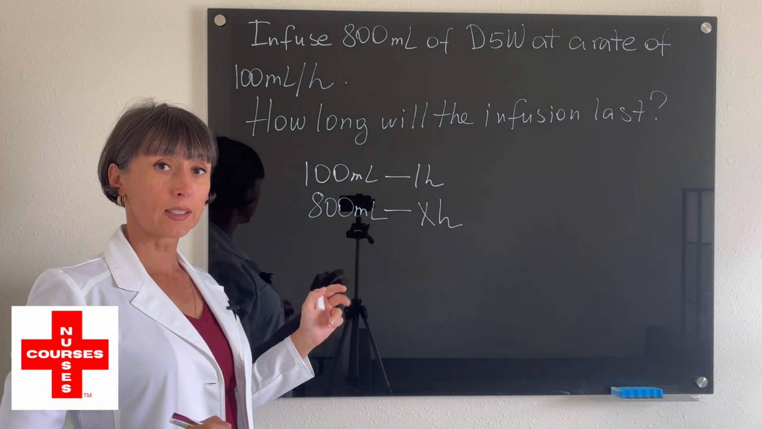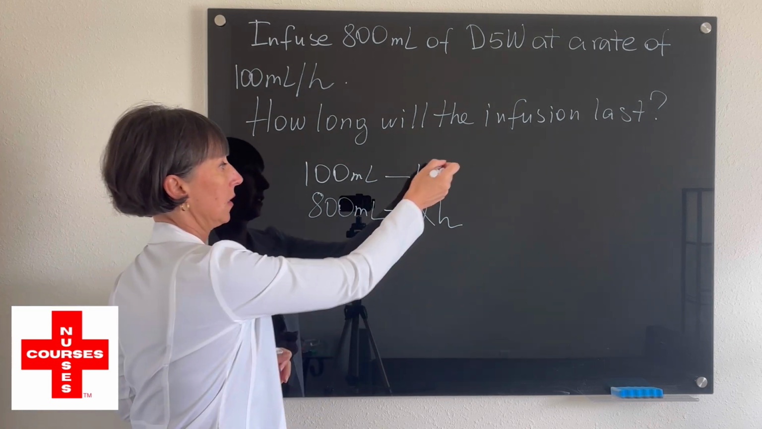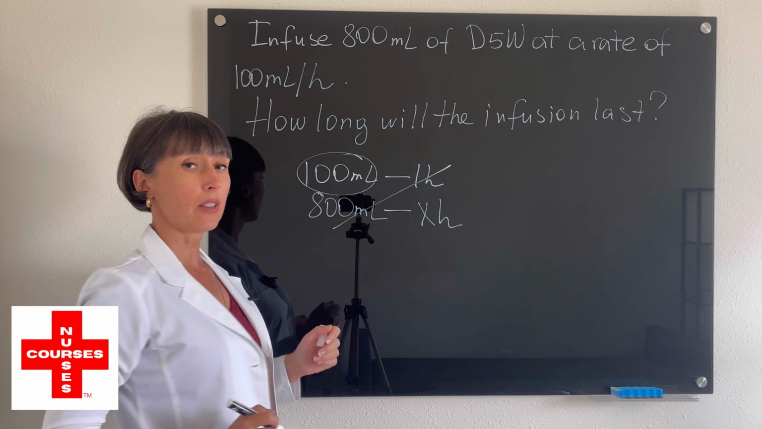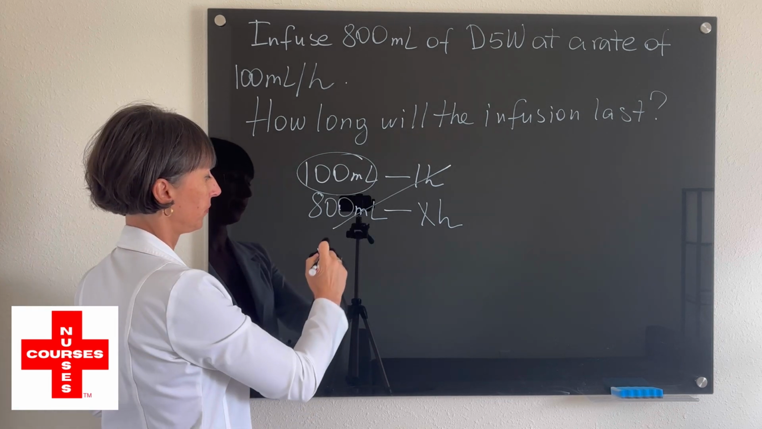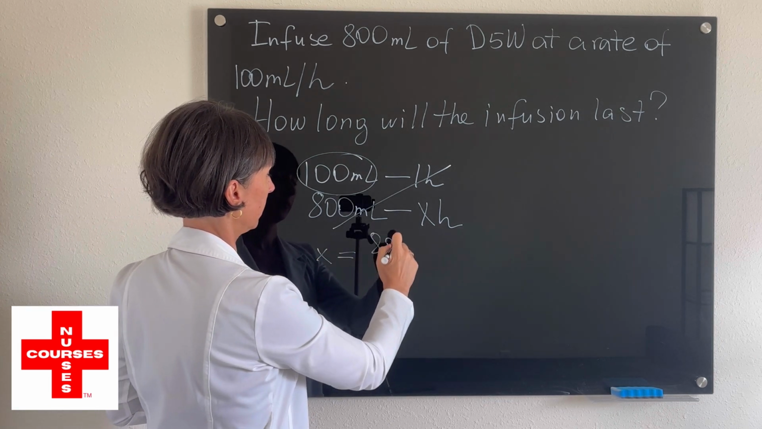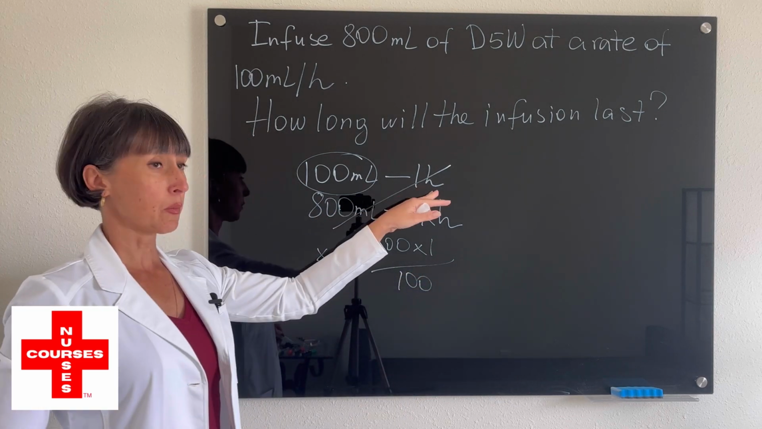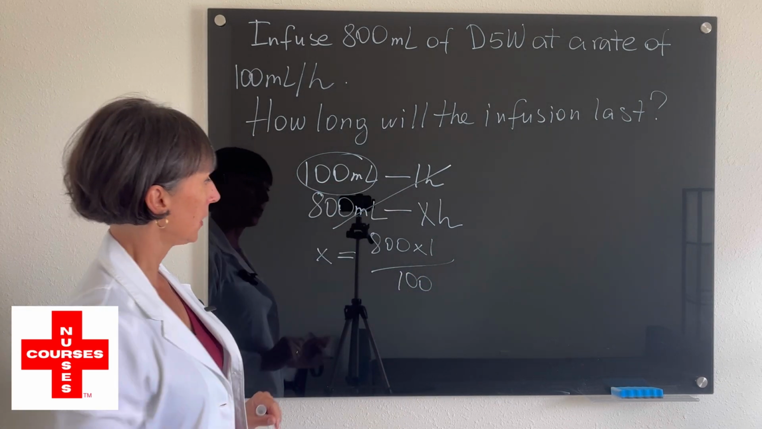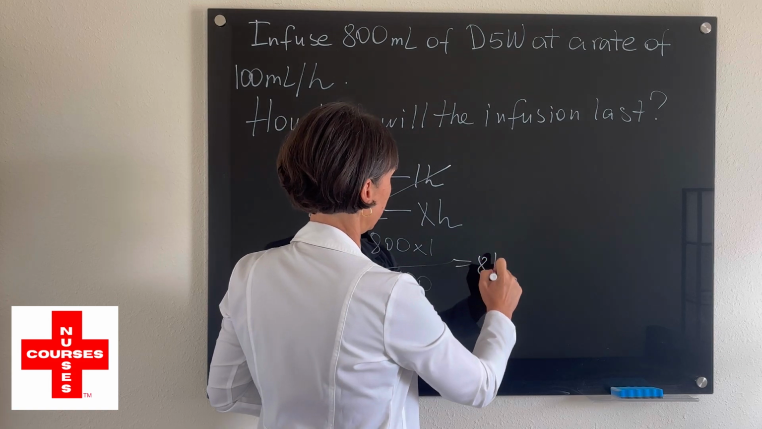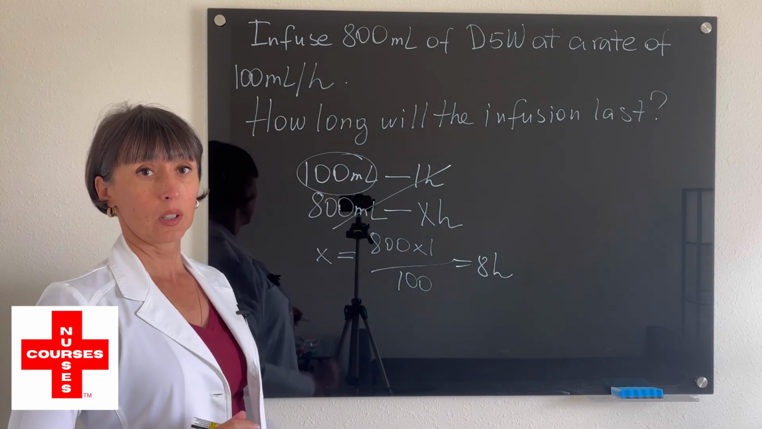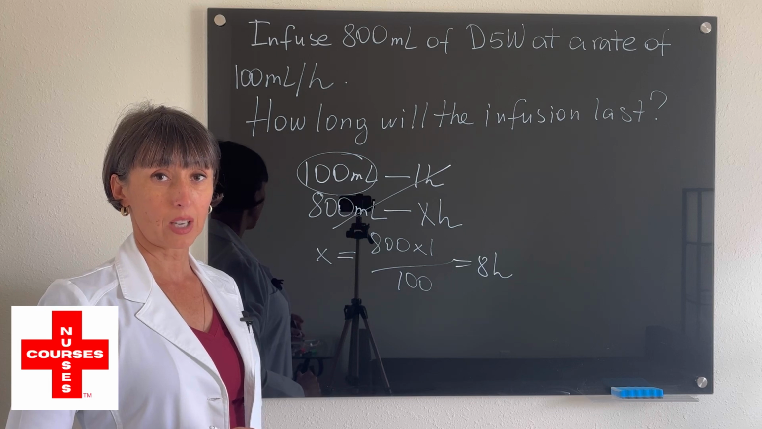Now I'm going to find a diagonal that's not an X and multiply these two numbers and divide by the third number. 800 times 1 divided by 100, and that equals 8 hours. It will take us 8 hours to infuse these 800 milliliters of D5W.